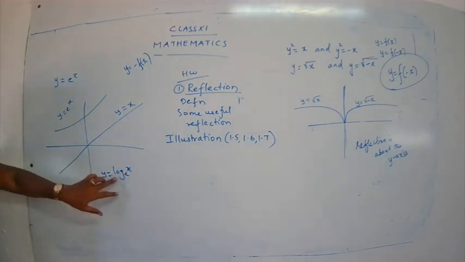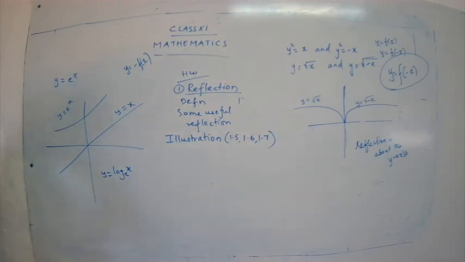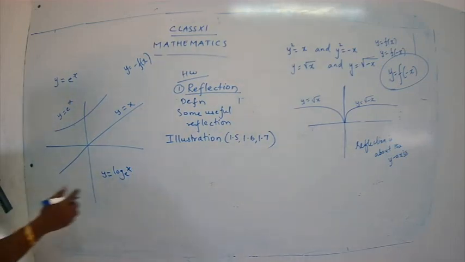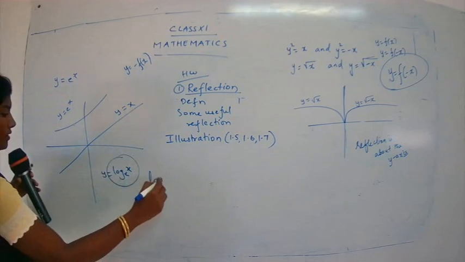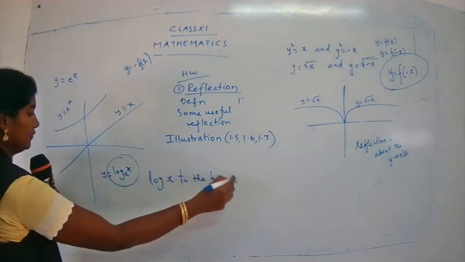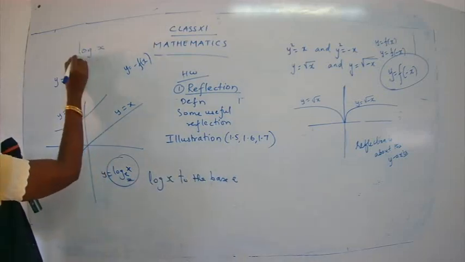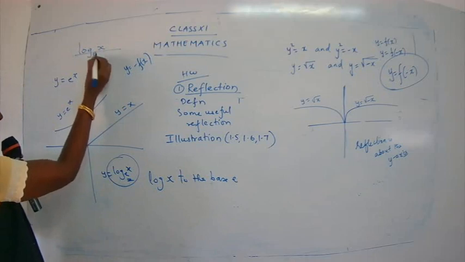How to read this, children? Log x to the base e. I'll read it once again for you. Log x to the base e. What is the base here? E is the base, that is, log x is written on the same line, and e is written a little below.